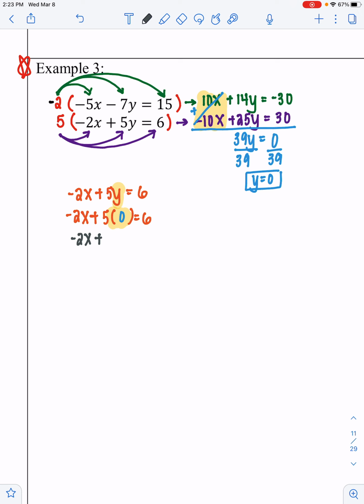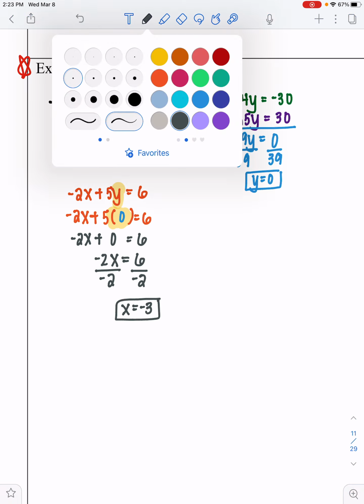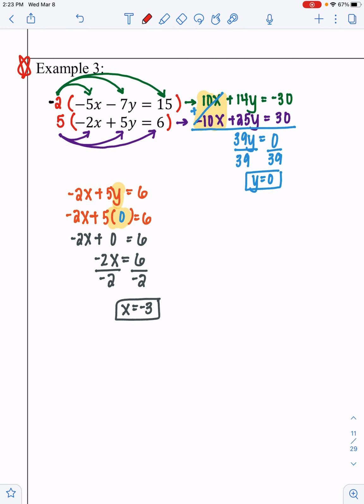-2x plus 5 times 0 is 0 equals to 6. Since it's 0, I don't need to write it. -2x is equal to 6. To solve for x, divide by -2 on both sides. X is equal to -3. One last time, do not leave your final answer like that. Remember, your final answer should be written as a coordinate pair with the x coming first. X was -3 and y is 0.